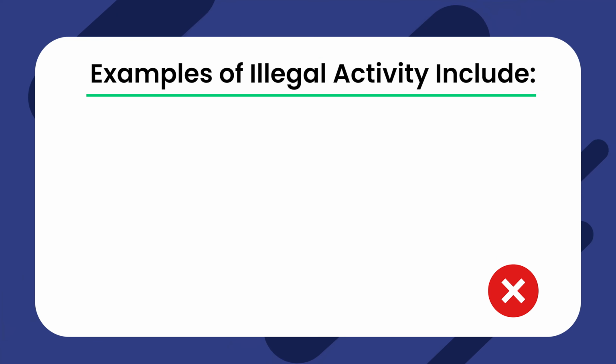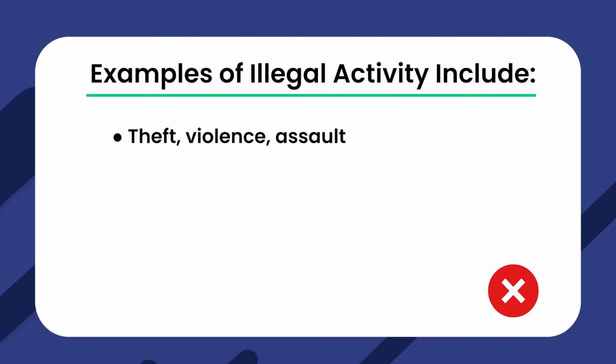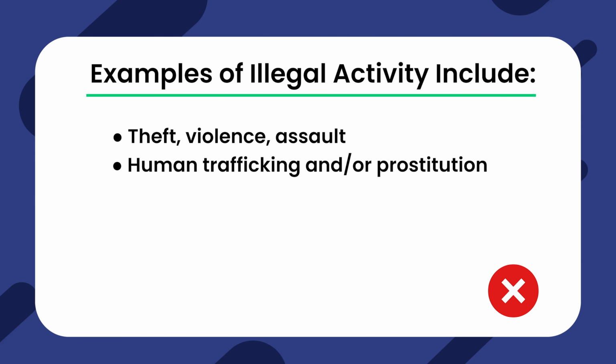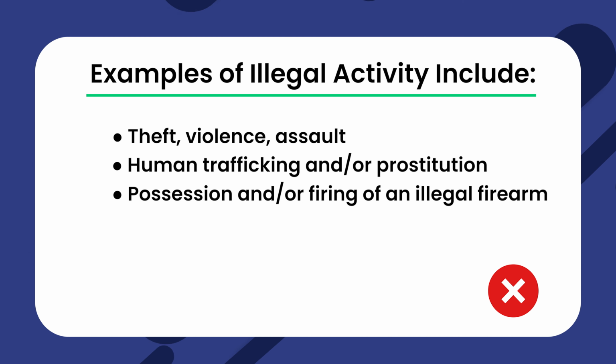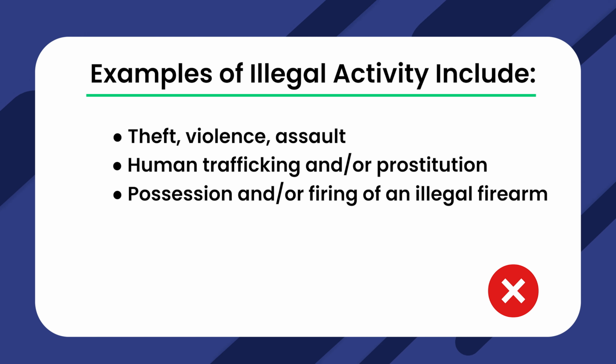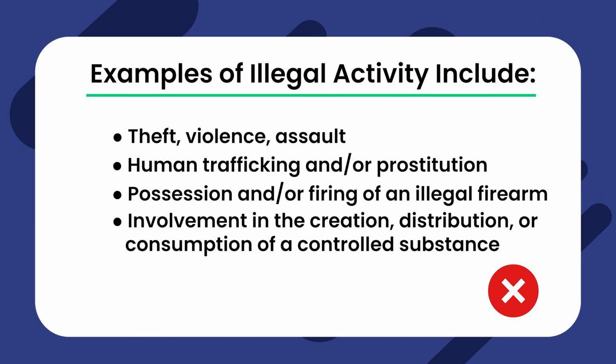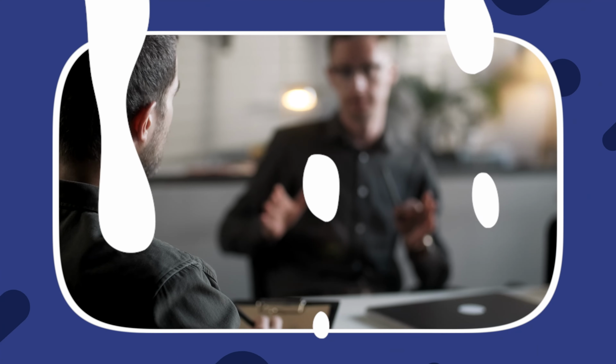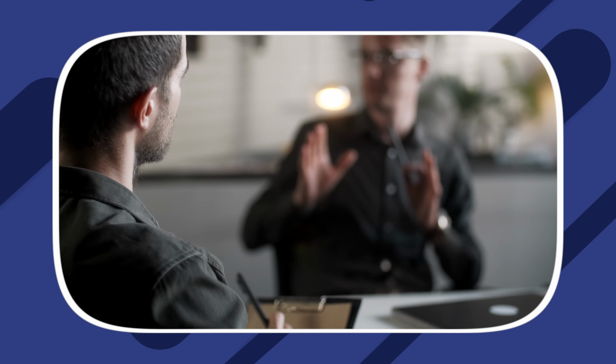Examples of illegal activity include, but are not limited to, theft, violence, assault, human trafficking or prostitution, possession and firing of an illegal firearm, involvement in the creation, distribution, or consumption of a controlled substance. In minor cases involving illegal activity, the landlord may offer the tenant the chance to cure the violation, but they do so at their own risk, so they're not required to do so.